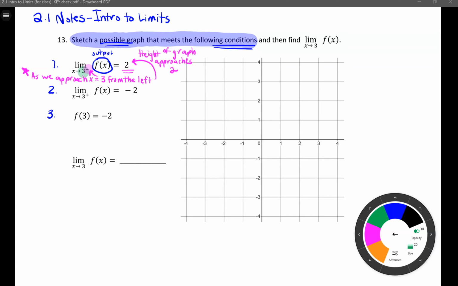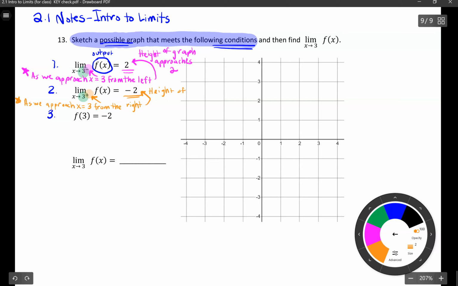Our second condition says as we approach the input x equals positive 3, but this time from the right, the height of the graph is going to approach negative 2. Okay, so condition 1 tells us what the height of the graph is doing as we approach x equals 3 from the left. Condition 2 tells us what it's doing as we approach x equals 3 from the right. But what's happening at x equals 3? Well, that's what condition 3 tells us.